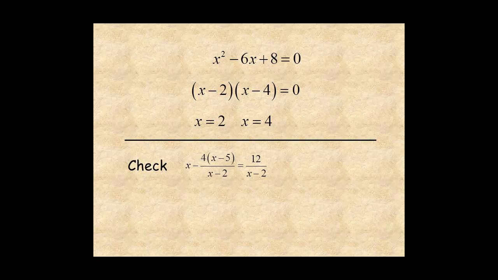Then check the solution x equal 4. Substitute x equal 4 in the equation. 4 minus 5 is negative 1. 4 minus 2 is 2. Then 4 times negative 1 is negative 4, and 12 divided by 2 is 6. Then negative 4 divided by 2 is negative 2, and finally minus a negative 2 is plus 2, and the solution checks.